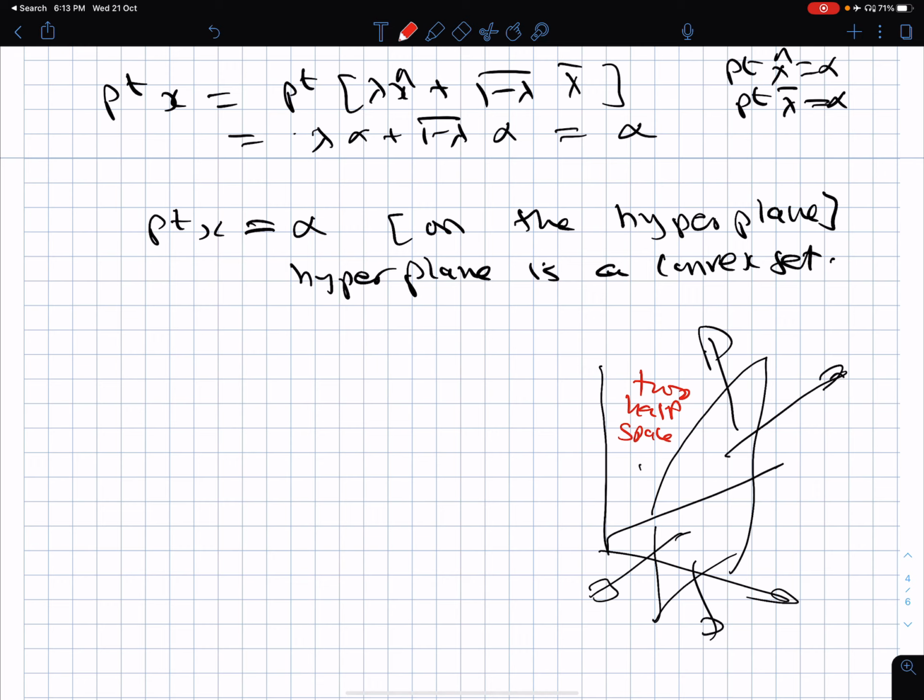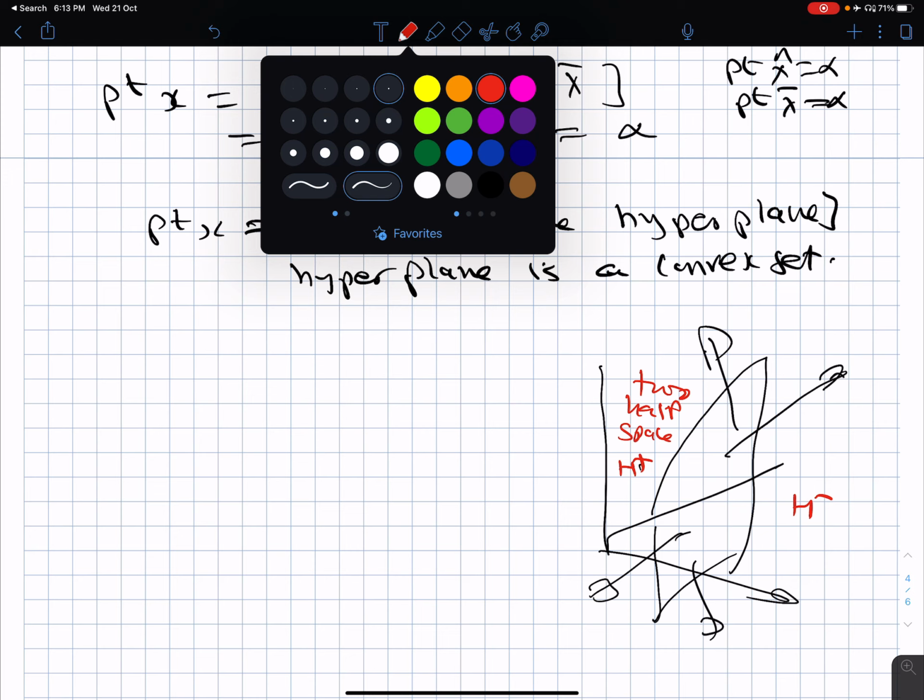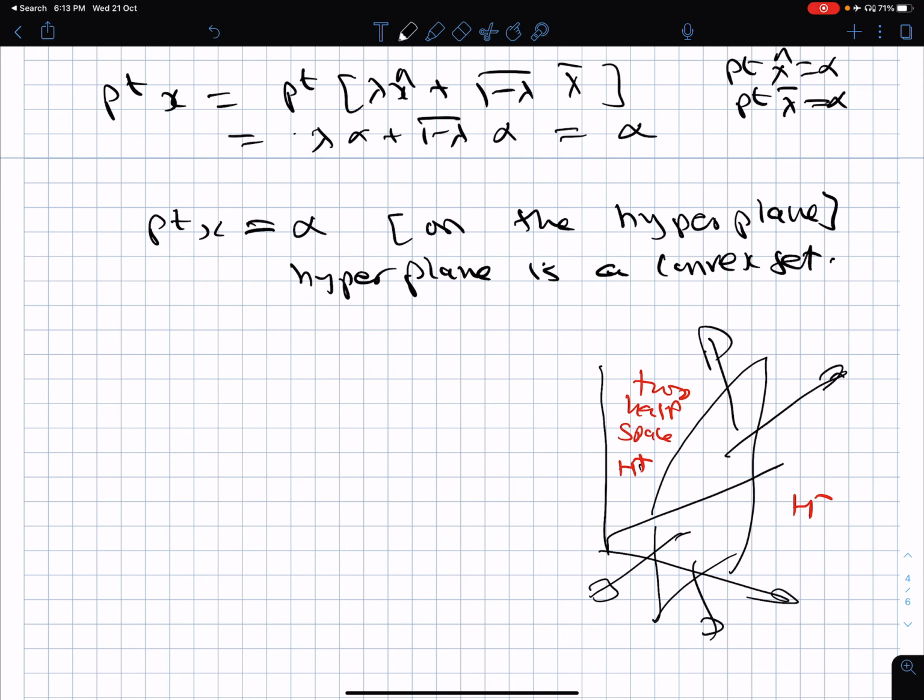So one space I can call greater than or equal to, and another space less than or equal to, and the two half spaces intersect into the plane, and their union creates the complete R3.